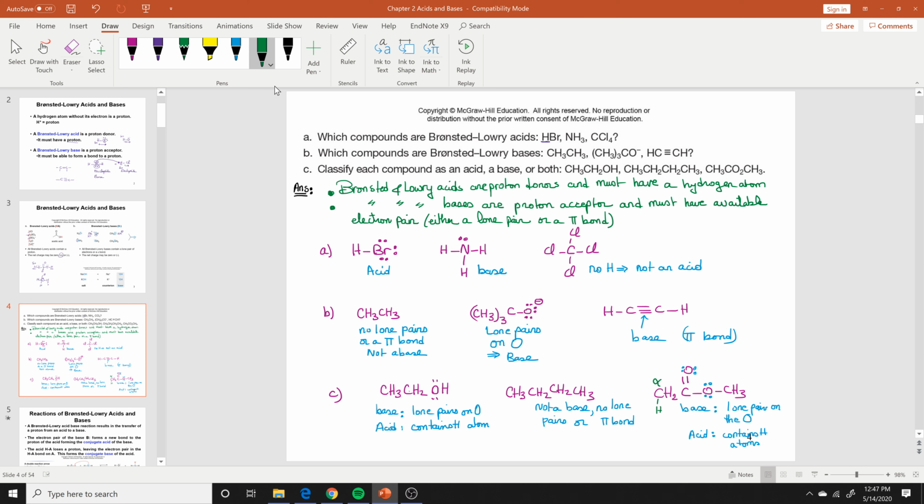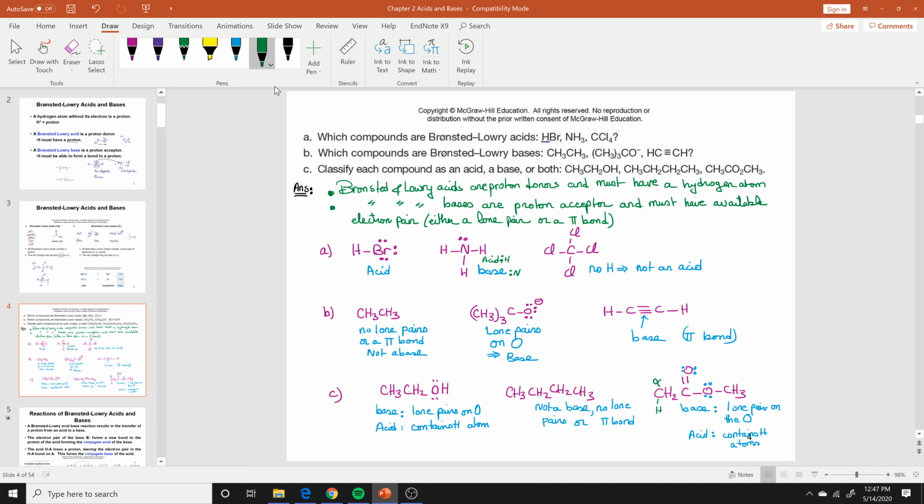I'm just going to add that. So it is an acid from the hydrogen, and it is a base from the nitrogen. So NH3 acts in a double role, as an acidic part, which is the hydrogen, and a basic part, which is the nitrogen. Now CCl4, there is no hydrogen in there, so it's definitely not an acid.